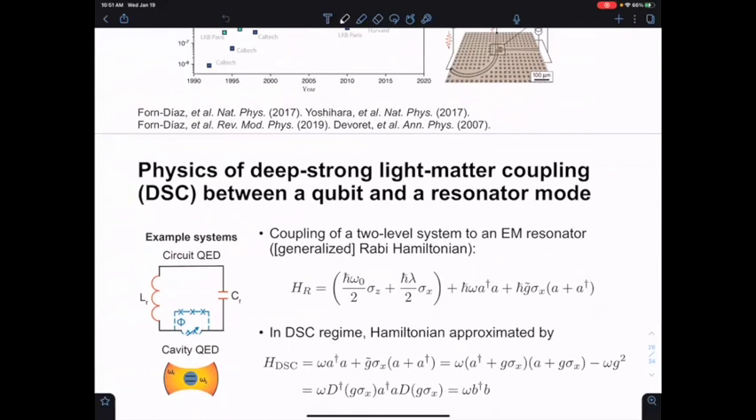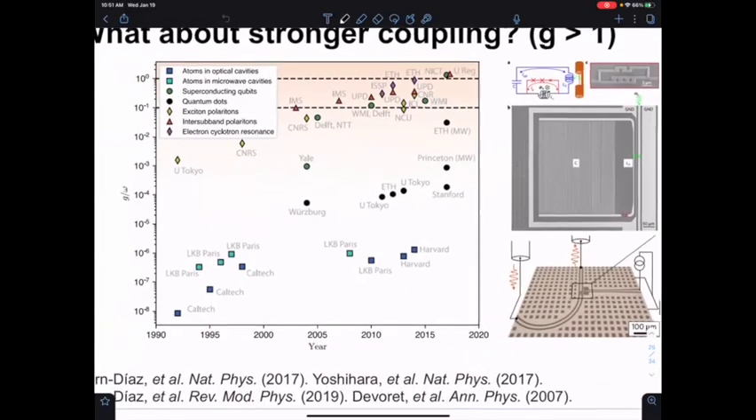So deep strong coupling refers to something quite more aggressive, in a sense. It refers to the case where the coupling is stronger than the natural frequencies of the qubit and the oscillator. So that's a much more stringent condition. For example, in strong coupling, if your cavity quality factor is 1,000,000, then your coupling only needs to be 1 part in 10 to the 6 of the natural frequency. For deep strong coupling, the coupling would have to be larger than the natural frequency. So that did not happen for a very long time.